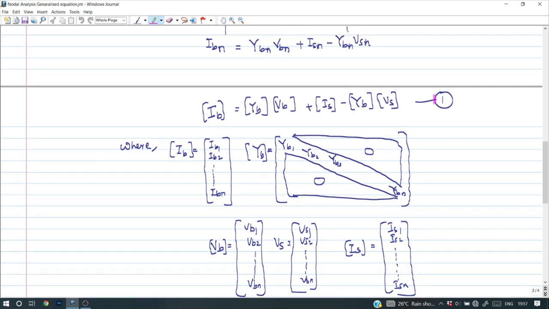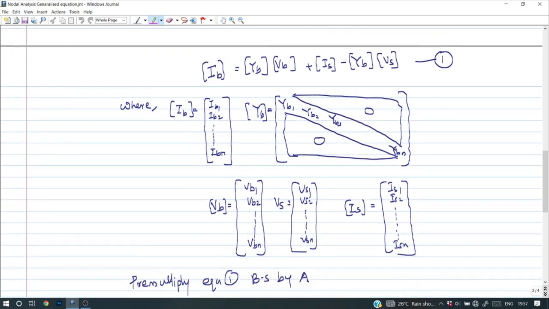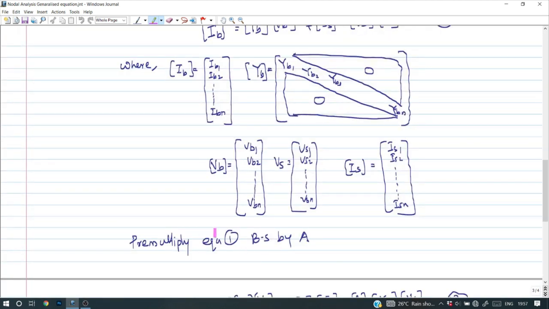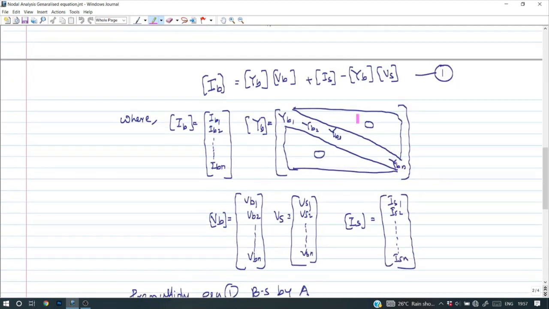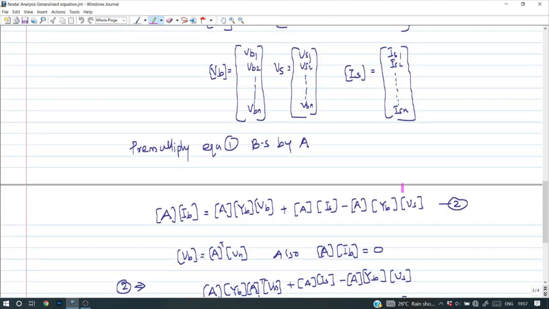Now we pre-multiply equation number 1 with the A matrix on both sides. Both sides of this equation we are pre-multiplying with the A matrix, that is the reduced incidence matrix. So the equation becomes A into IB is equal to A into YB VB plus A into IS minus A into YB VS, like this. Let it be equation number 2.